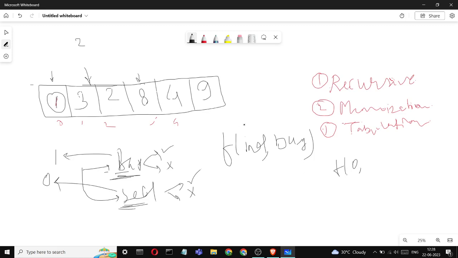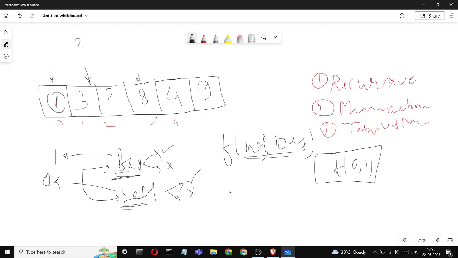So this is day 1, you cannot sell because you have not bought any. So you have to pass 1. Buy 1 is what you will be doing on day 1, right? So this is how the recursive function will look.